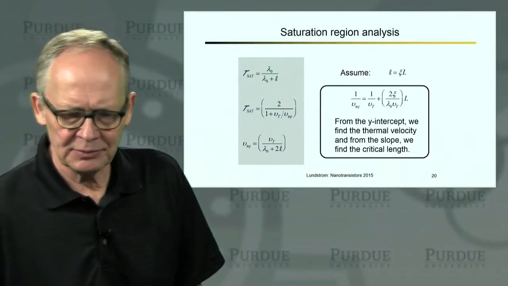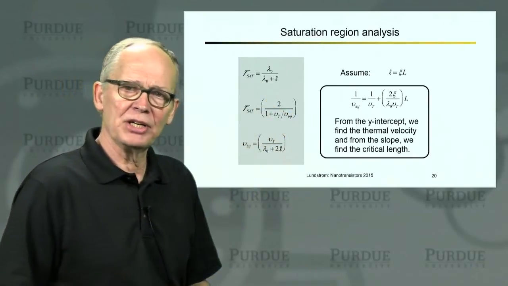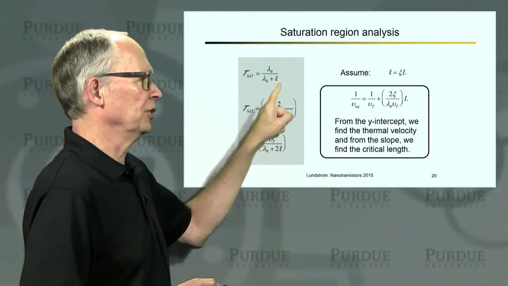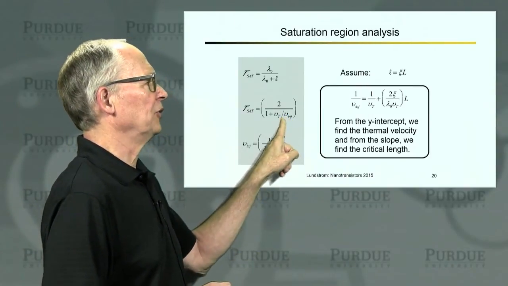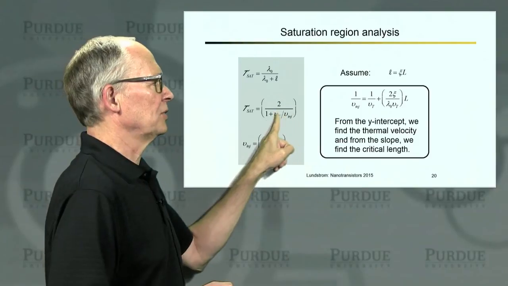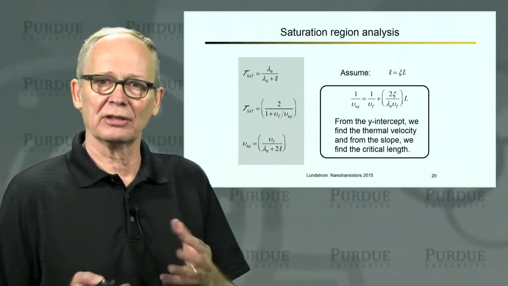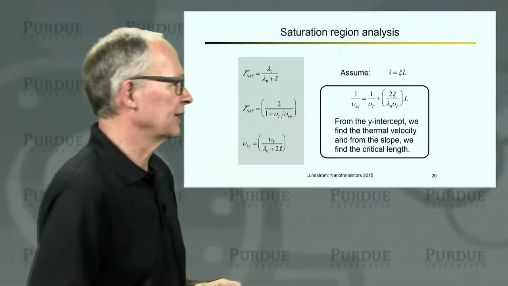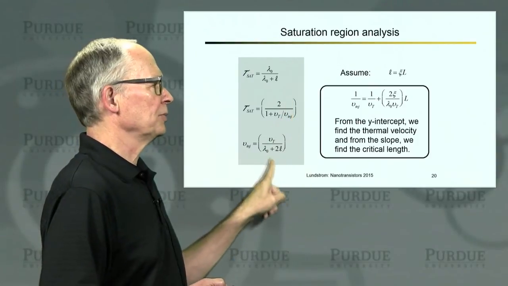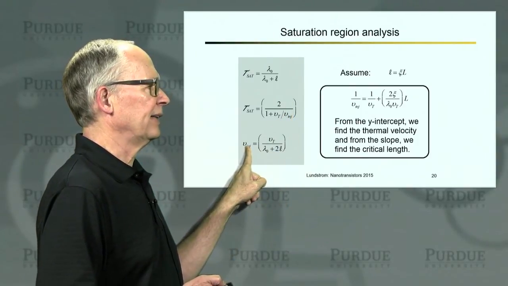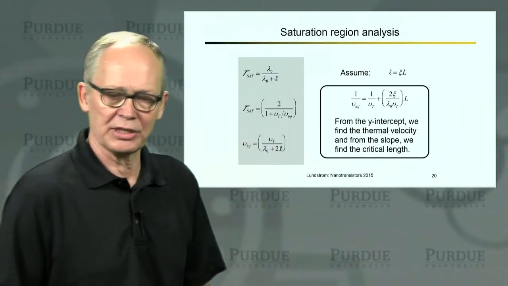Now let's look carefully at a saturation region analysis. So in the saturation region, we know how the transmission is related to the mean free path and the critical length. We also know that the transmission is related to the injection velocity and the thermal velocity. We derived that a little earlier. That's how we estimated the transmission in the saturated regime. So we can solve these two equations and we can relate the injection velocity to the mean free path and to the length of the critical region.